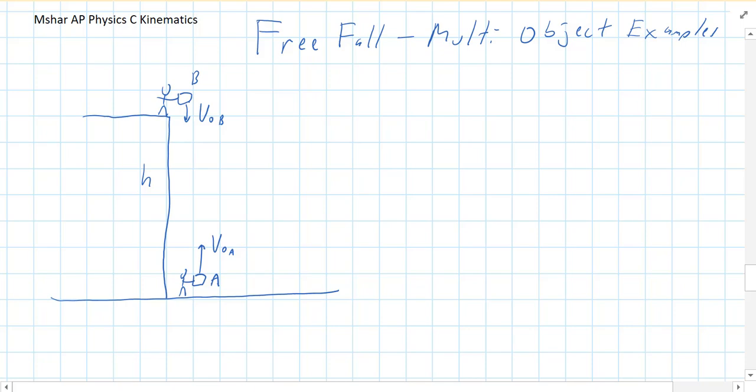Hey folks, today I've got two examples for you involving free fall and multiple objects. Let me explain the picture for you that you can be copying down. There are two people, one's at the ground, one's on top of a building. They're separated by a distance h.